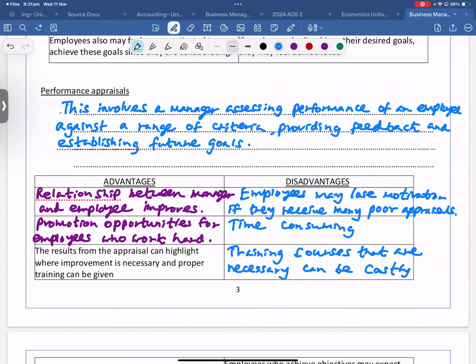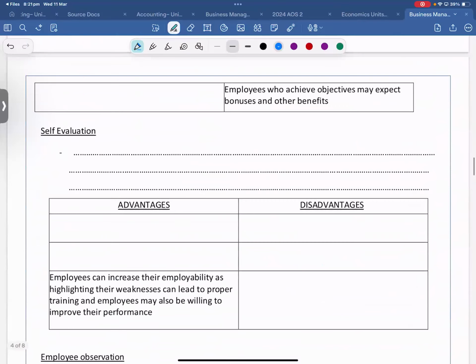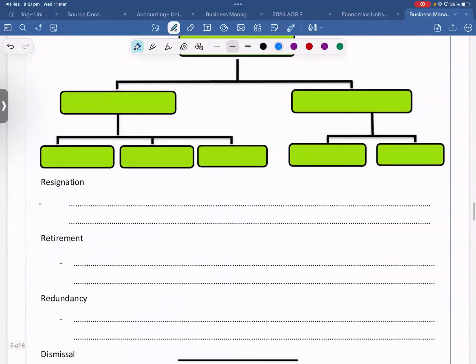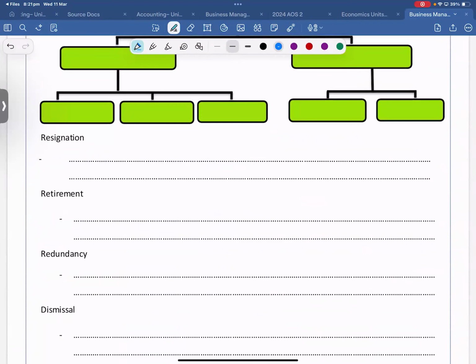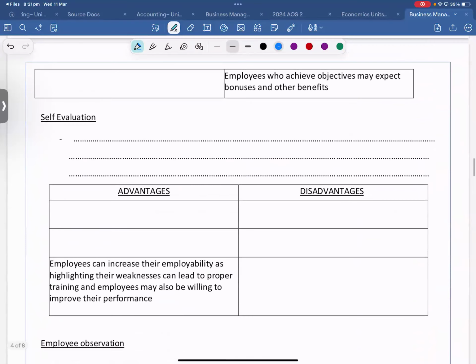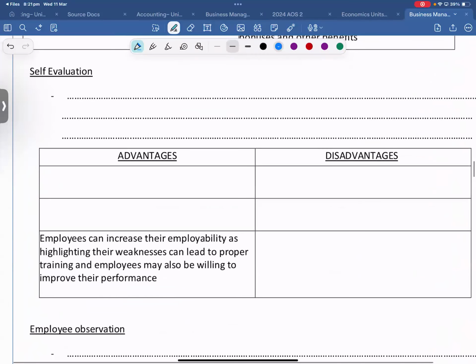Okay. Then the second last one, self-evaluation. I'll write the self-evaluation.